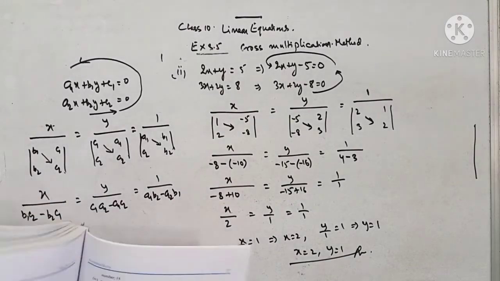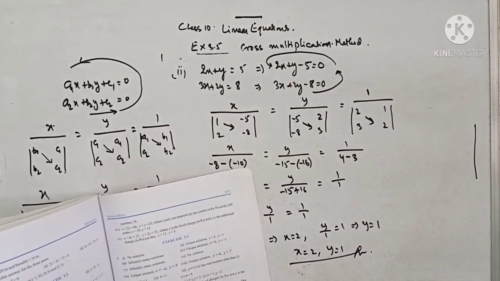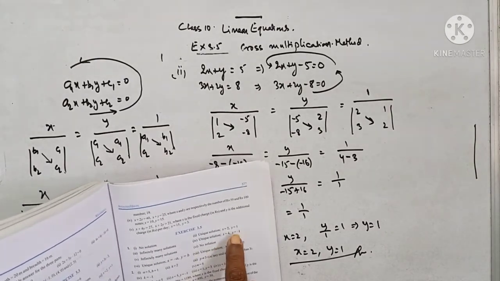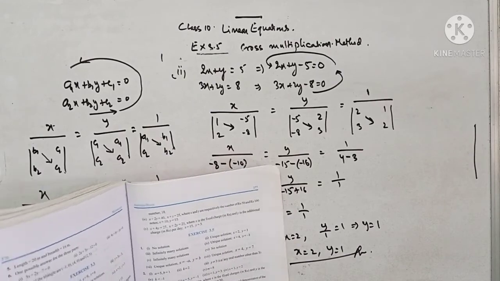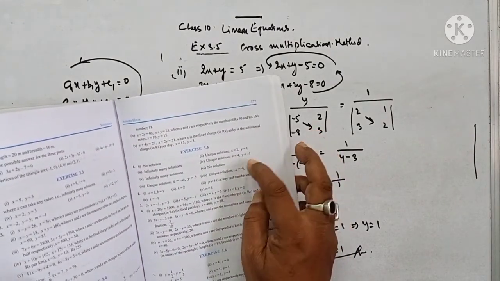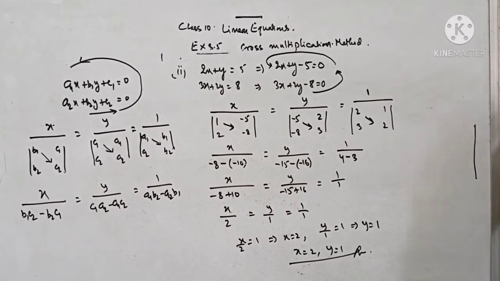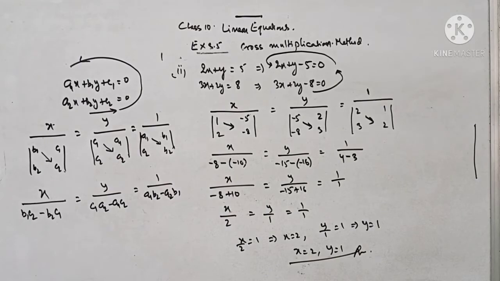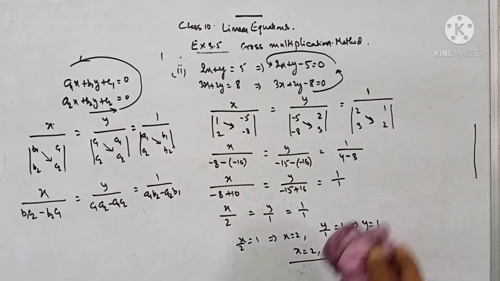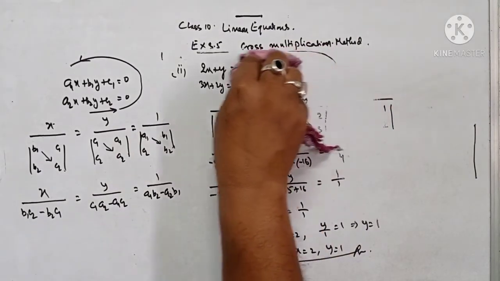See, this is your answer. X is equal to 2 and y equal to 3. This is your answer. X is equal to 2 and y equal to 1. So this is how we do cross multiplication. I am going to do one more question for you.